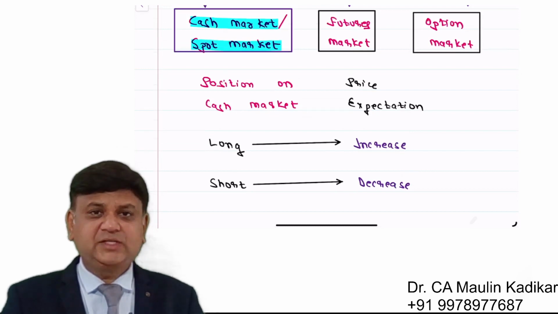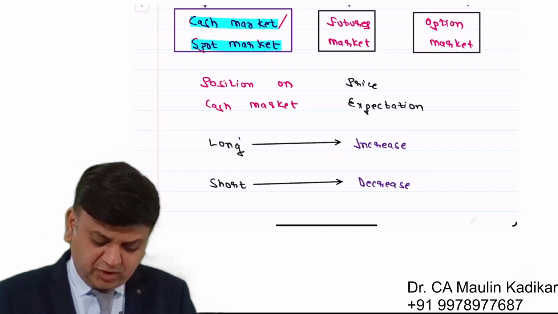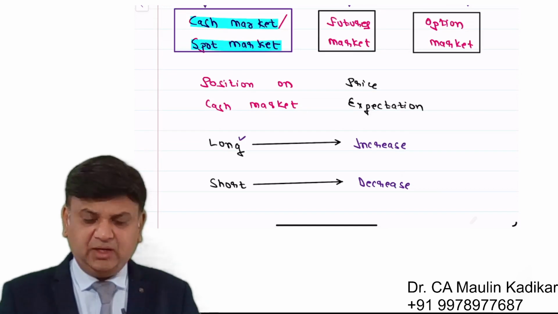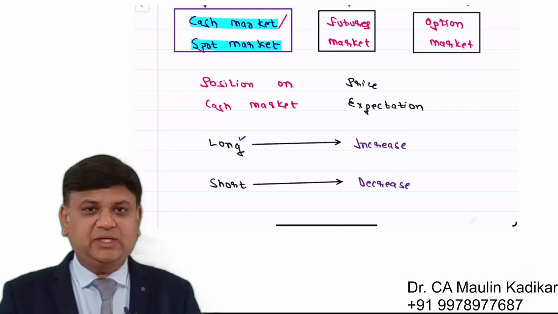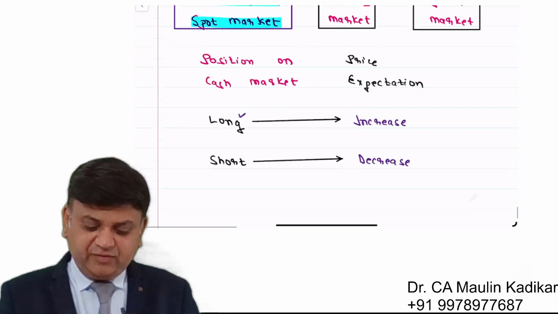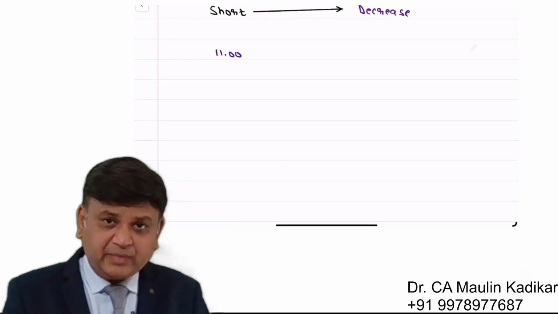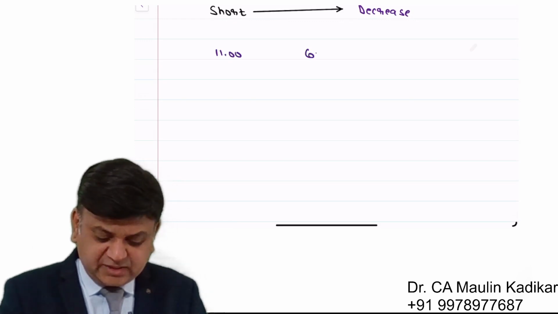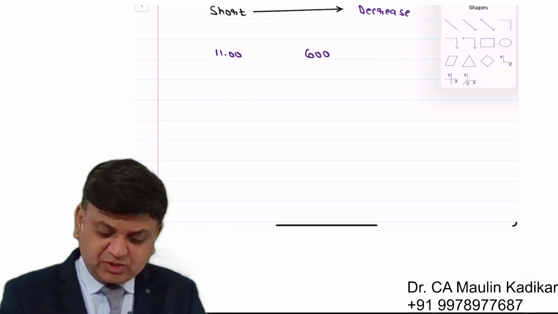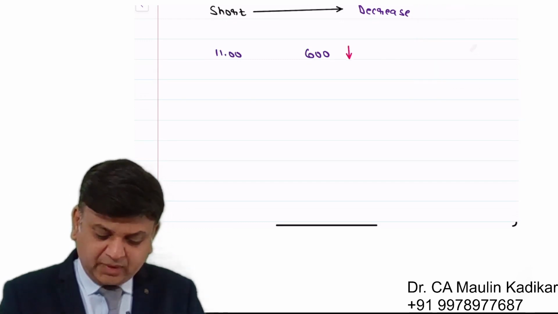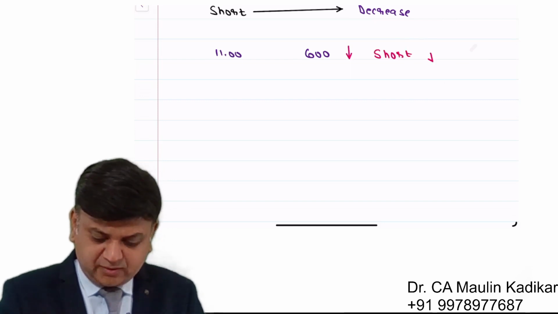What I want to tell you, friends, is that basically you enter into a long transaction in the cash market when you're expecting the price of the security to go up, and vice versa. In this question we can say something like this: at 11 o'clock Mr. X saw that the price of the security is 600. He was expecting that the price would fall, so he entered into a short position on the cash market.